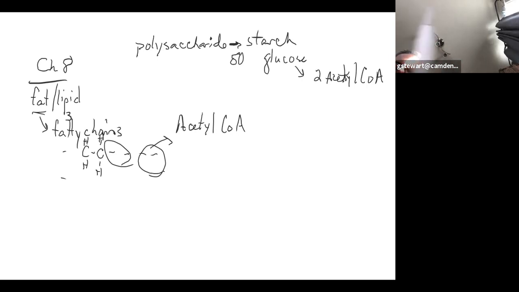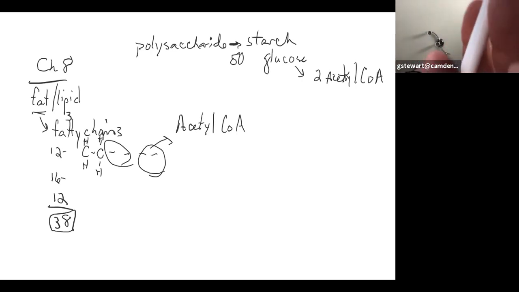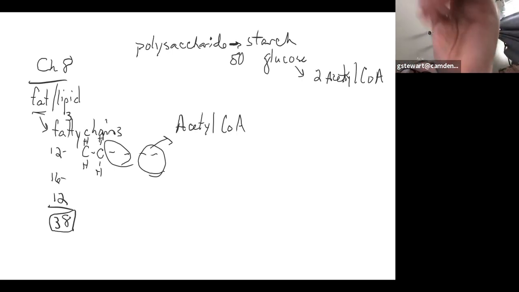When you break down this fat, the example that I just gave you, right, I think I said 12 hydrocarbons and 16 and 12, right? So if we add that up, I've got 38 acetyl-CoAs from a single fat. And that's not counting the glycerol, which will also get broken into an acetyl-CoA. That one third carbon will get taken off of there. So you can see pretty quickly, right?